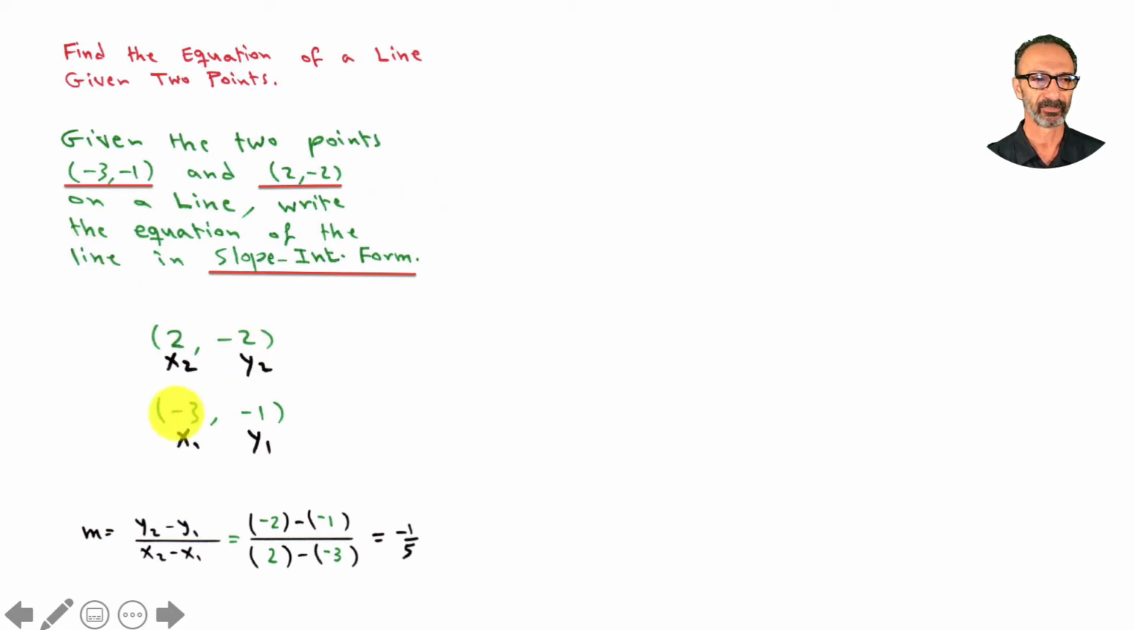So here we go. It doesn't matter which one you call (x1, y1) and which one you call (x2, y2). One of them is going to be called (x1, y1). I picked this point. The other one will be called (x2, y2).